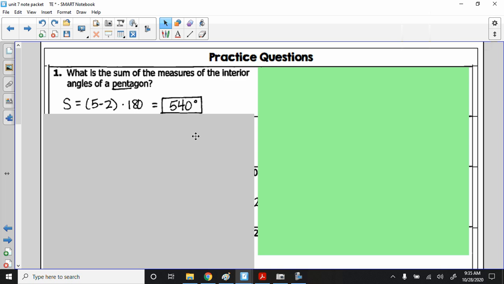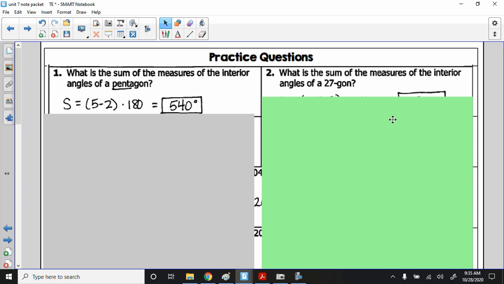Number one, what's the sum of the measures of the interior angles of a pentagon? I did n minus 2 times 180, and I got 540. By the end of this unit, you're going to have a pentagon memorized as 540, and a quadrilateral, a four-sided shape, is 360. So I did n minus 2 times 180, got 540.